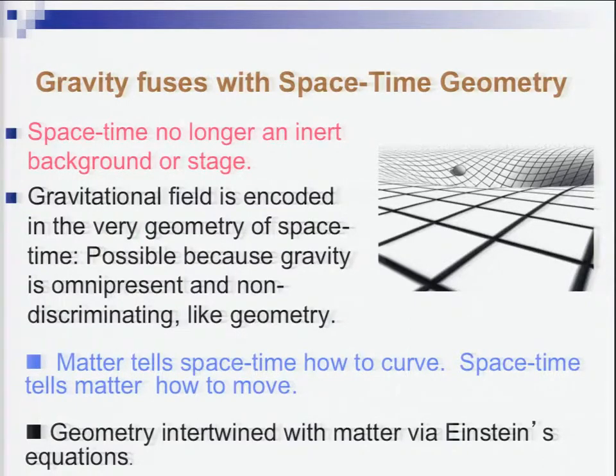space and time. And then matter, like the sun for example, tells space-time how to curve, and space-time tells matter how to move. The geometry is intertwined with matter via the equations that Einstein discovered. So this was a really fabulous idea, right? A totally, completely different kind of idea, and it changed the perspective entirely.